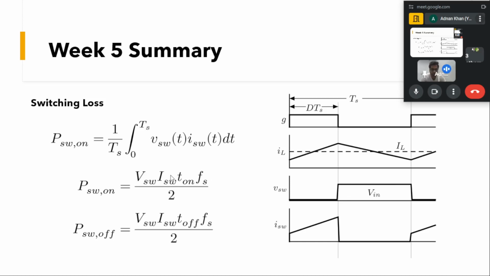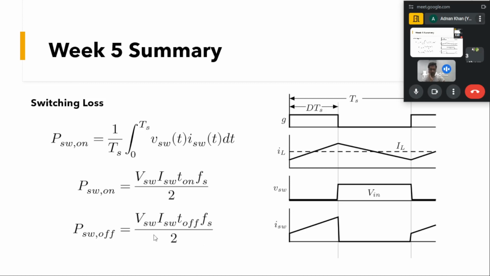And what will be the switching current here? At the time of the turn on, the current going through the switch will be IL, the average of the inductor current, subtracted by delta IL by 2, because the minimum of this inductor current will be flowing through the device at that moment. So we have to take ISW at that time.